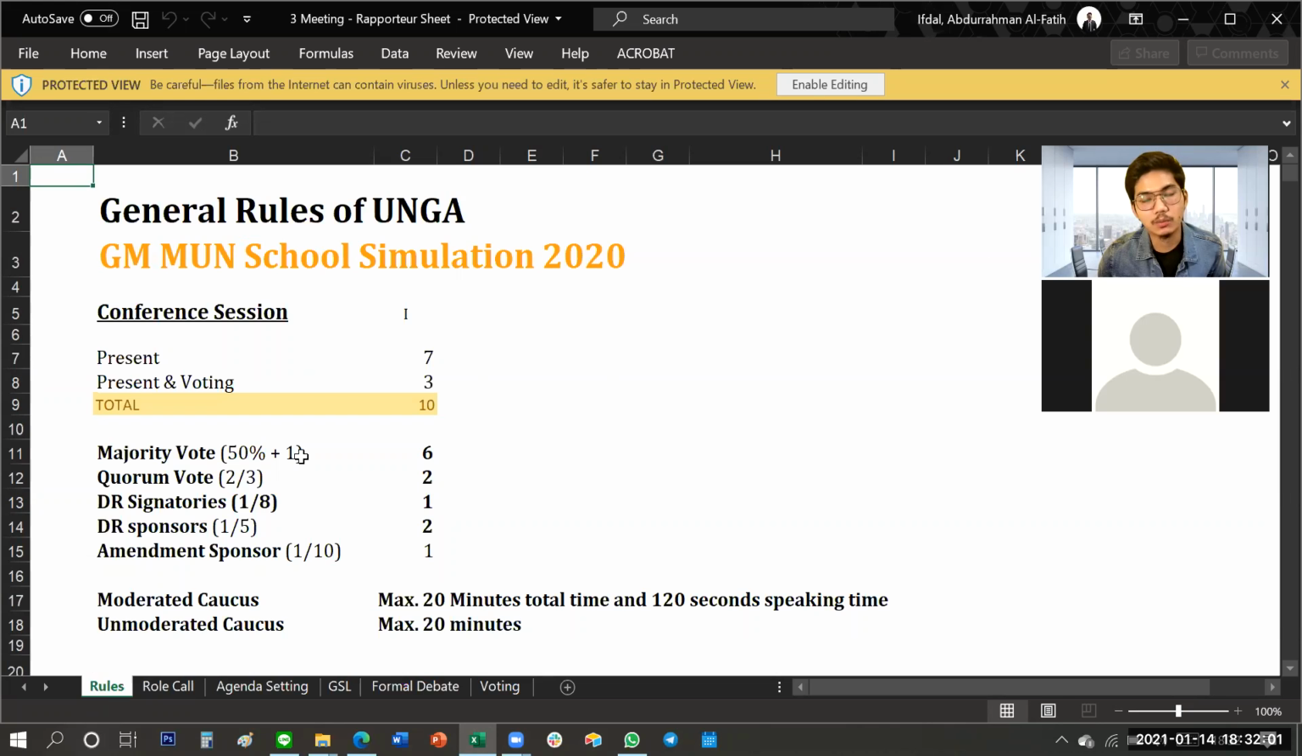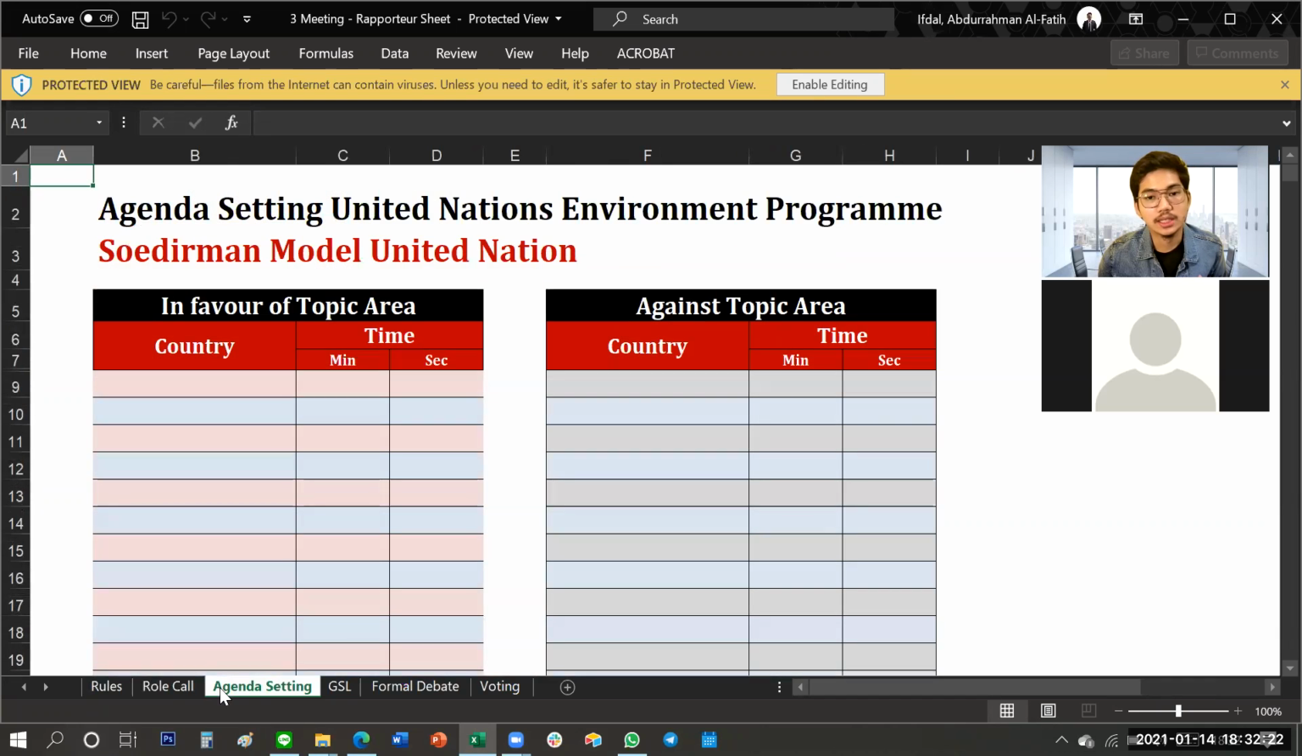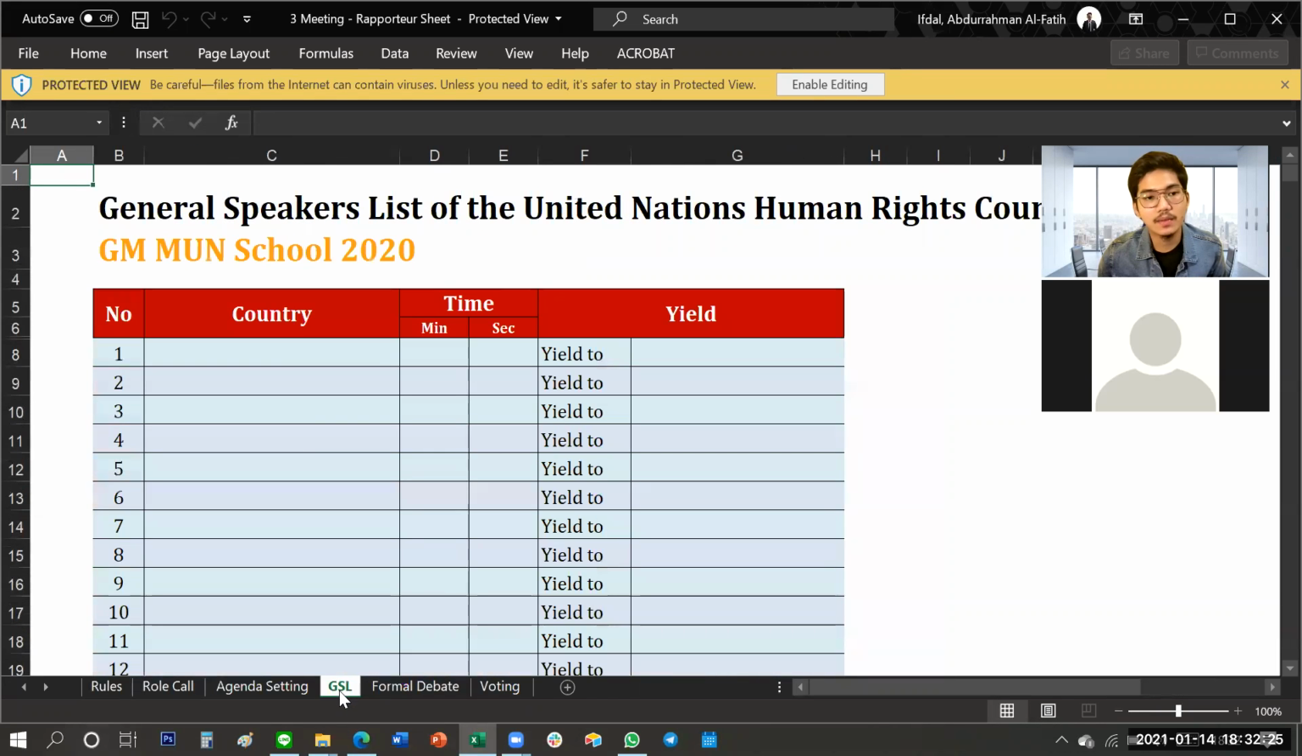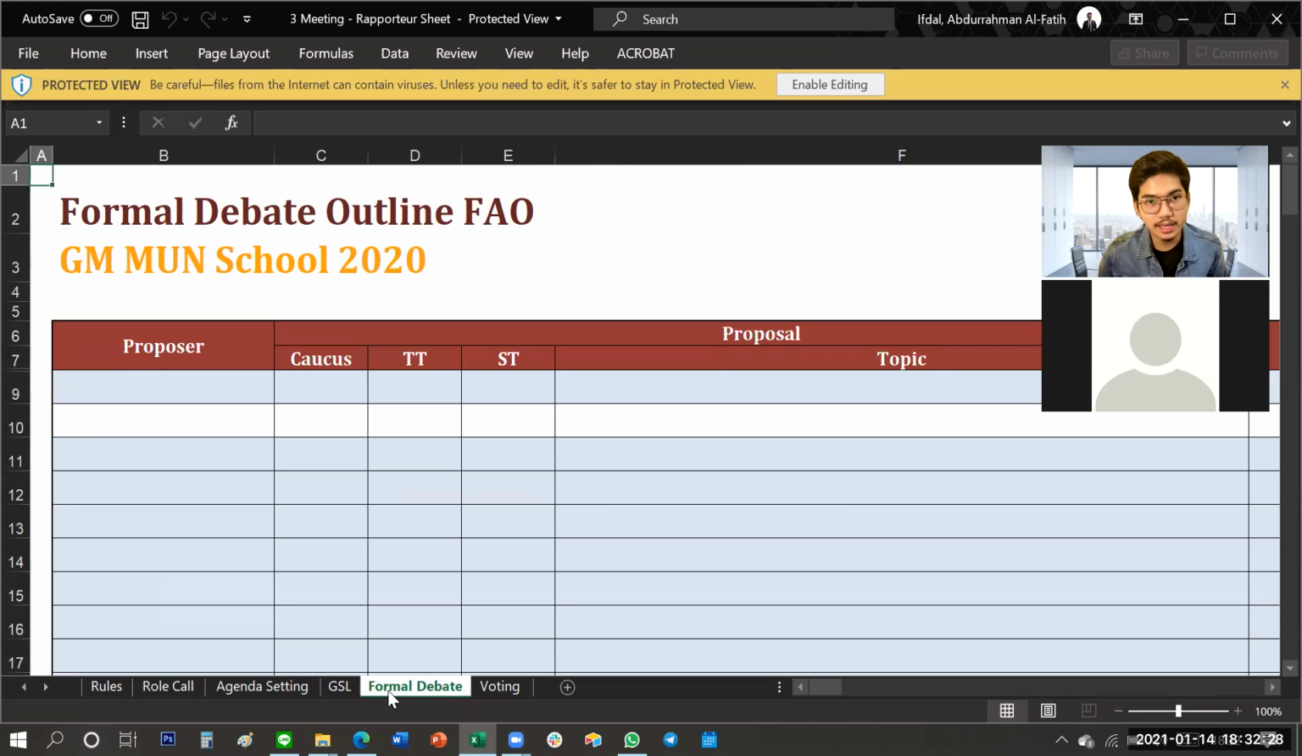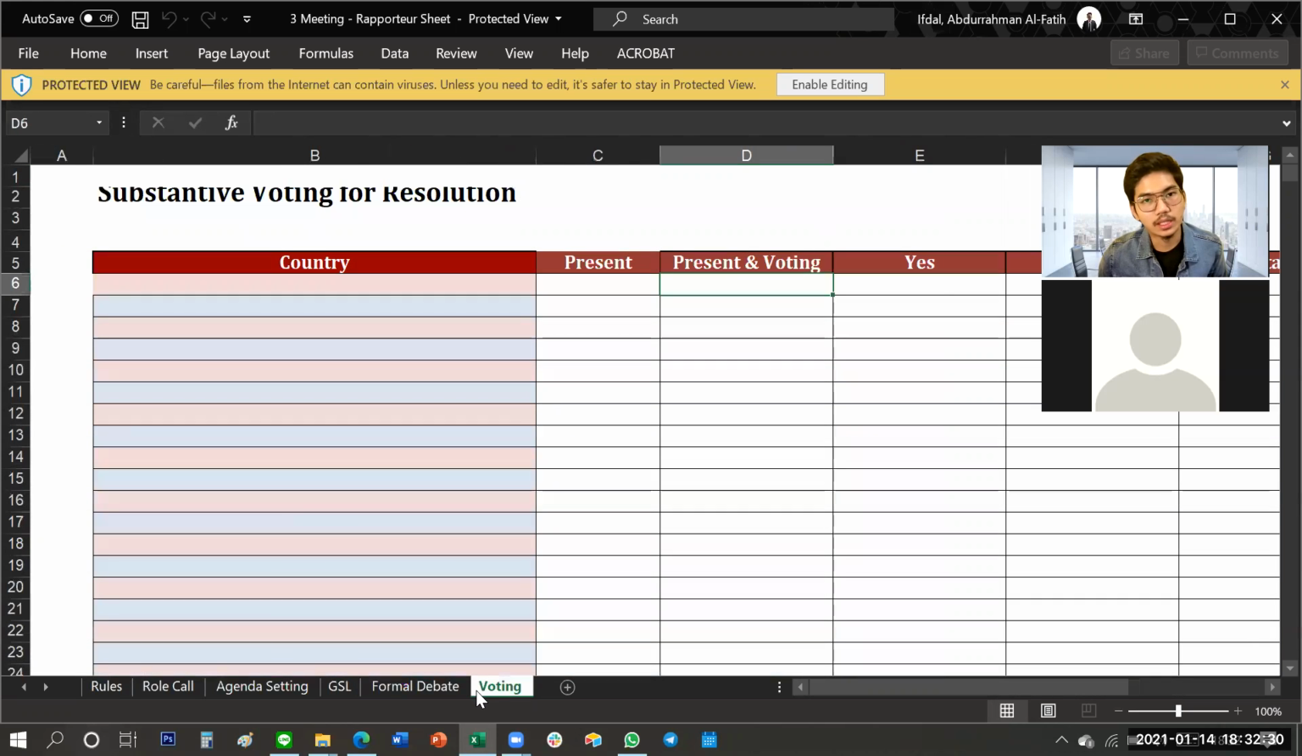So in the next Global Millennial Model UN, you will be seeing a lot of this spreadsheet screen share, in which the chair will share a spreadsheet file consisting of this information. At the top, you will see that there are rules, roll call, agenda setting, GSL, formal debate outlines, and voting sections. Remember that this is going to be different in each session, and I hope you can learn in each and every section.